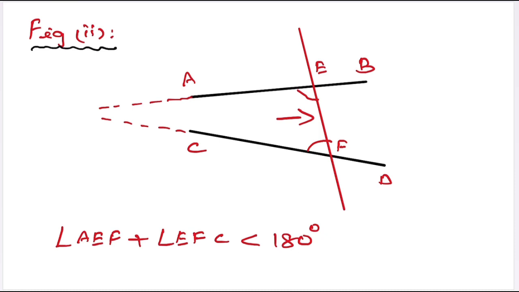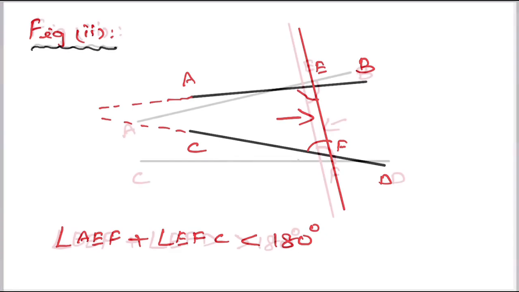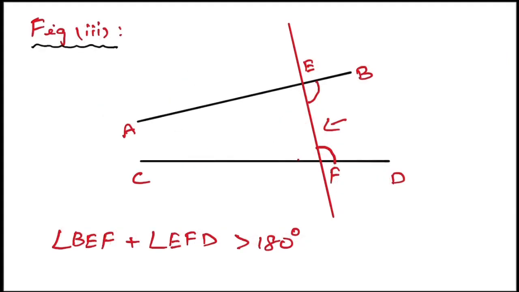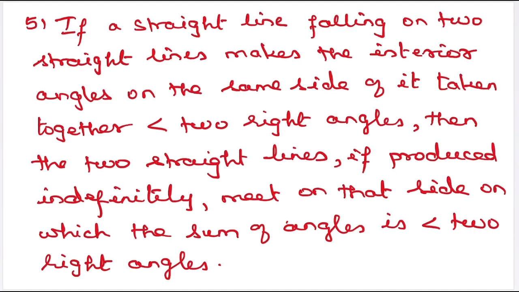So left hand side la the lines AB and CD extend panna meet agum. Ana right hand side la meet agadu as in figure 3. So other side la, that is right hand side la, angle BEF plus angle EFD is greater than 180 degree irukum. This means that if a straight line falling on two straight lines makes the interior angles on the same side of it taken together is less than 2 right angles, then the two straight lines, if produced indefinitely, meet on that side on which the sum of the angles is less than 2 right angles. So this is fifth postulate.